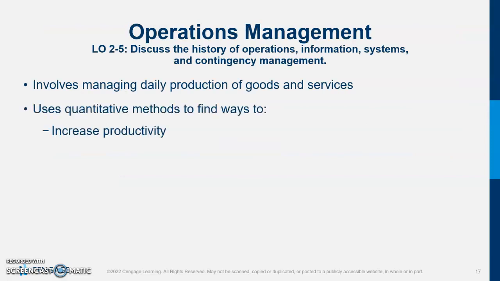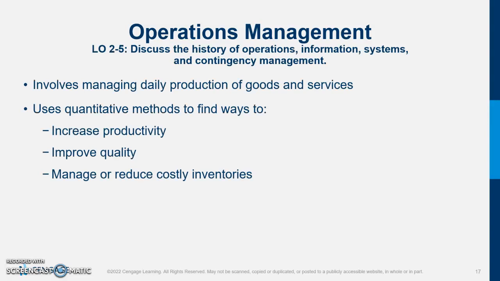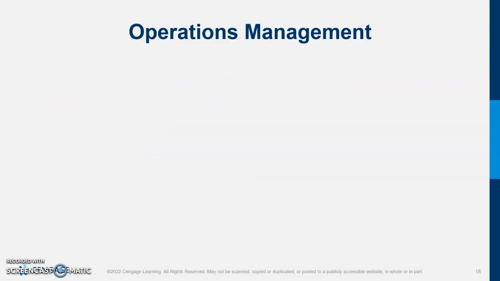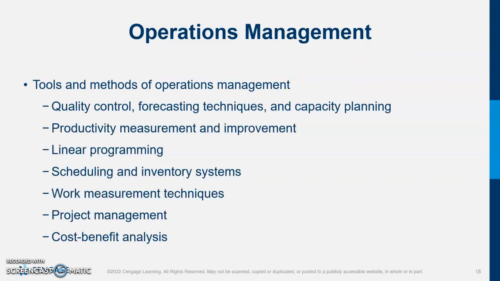Next, we'll look at operations management throughout history. And operations management just looks at our daily production of goods and services, and we're trying to increase productivity, improve quality, and then manage or reduce inventories. And so here are some of the tools and methods of operations management. You can pause here to read them.